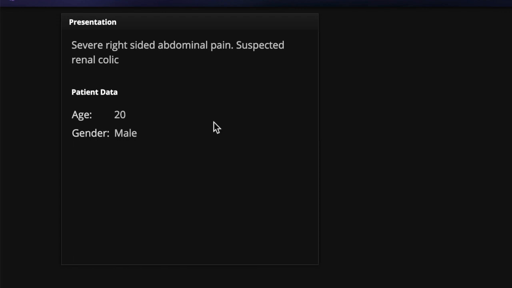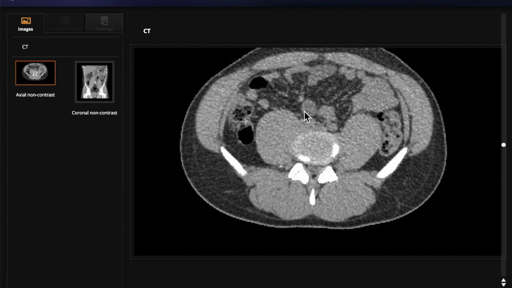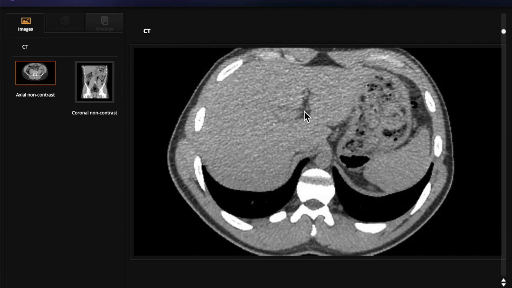I'm going to run through this really tricky case that I posted earlier and show you the abnormalities. So we've got a 20-year-old who's presented with severe right-sided abdominal pain and suspected renal colic. So we've performed a plain CT-KUB. And these are the images that you were presented with.